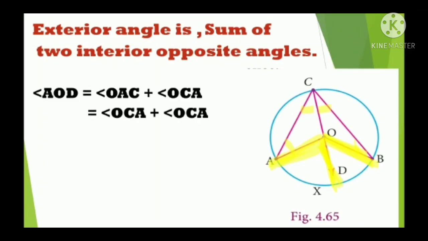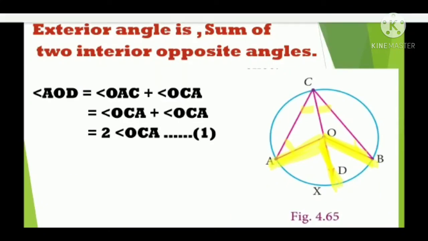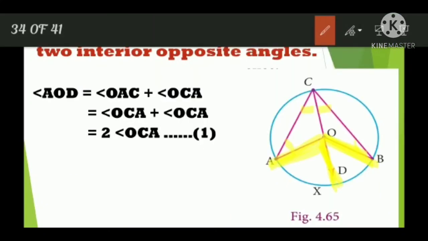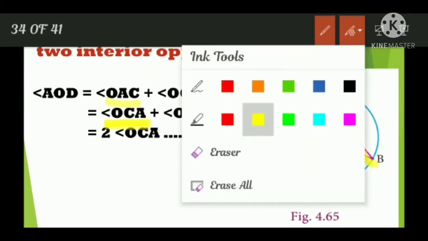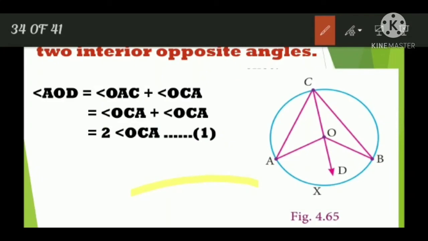AOD is equal to OAC plus OCA. We have a previous result, OAC equal to OCA. So substitute the value of OAC, which is equal to OCA. So 2 times OCA, that is 2 OCA. We have written this using our previous result. OAC equal to OCA is our previous result, and using that I have put OAC equal to OCA. Okay?